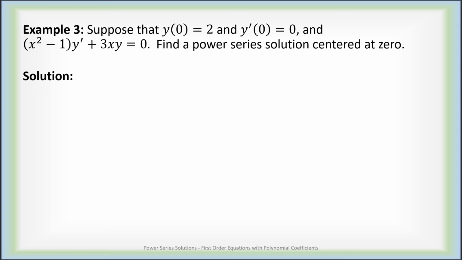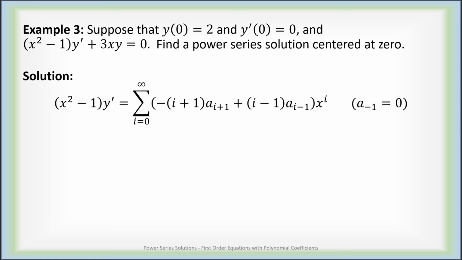So what do we have so far? Here is our power series for x squared minus 1 y prime. It began at index 0 by making the assumption that a sub minus 1 is just going to be 0. Here is our power series for 3xy. It can also begin at index 0 using the same assumption that a sub minus 1 is 0, which means I can just add these two things together, and that will give me my differential equation here, x squared minus 1 y prime plus 3xy.